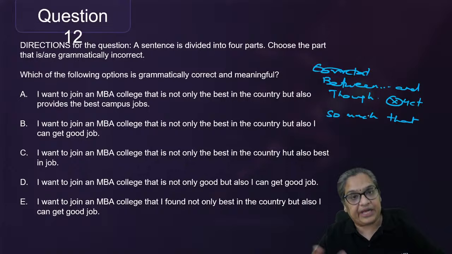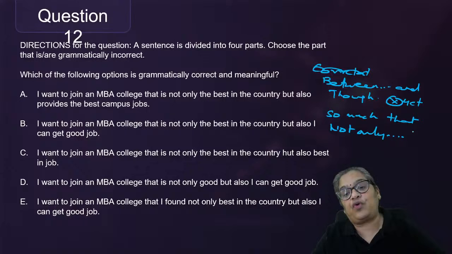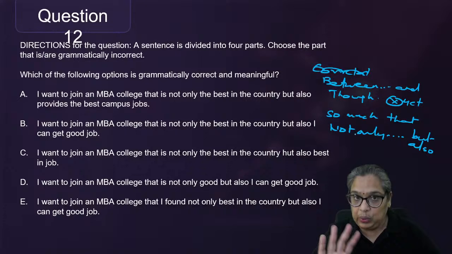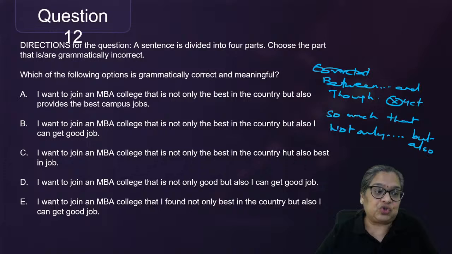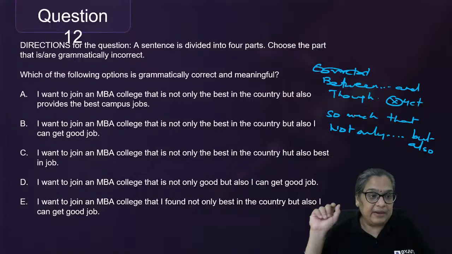Okay, collocations, they always go together. Not only generally is followed by but also, though in some cases you can have a plus, but only. The placement of not only and but also is important. If you place it in the wrong place, the sentence is considered wrong. So make sure you position it right and make sure not only is followed by but also. So which sentence has that?